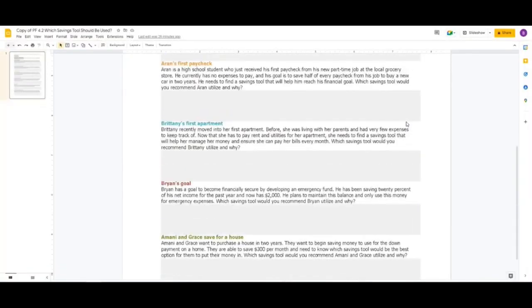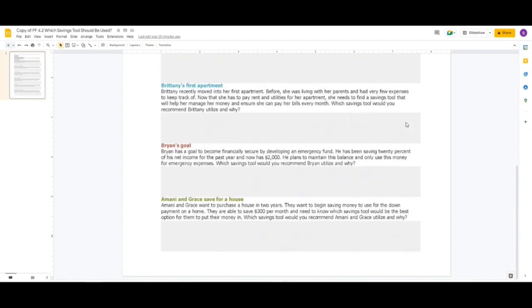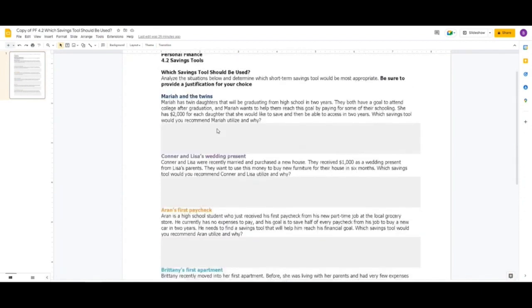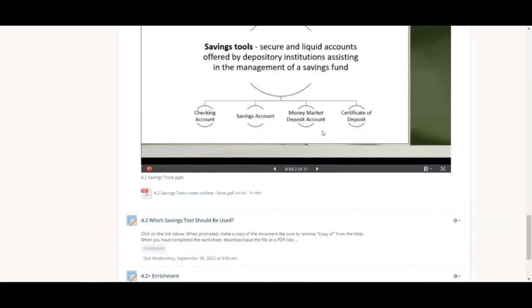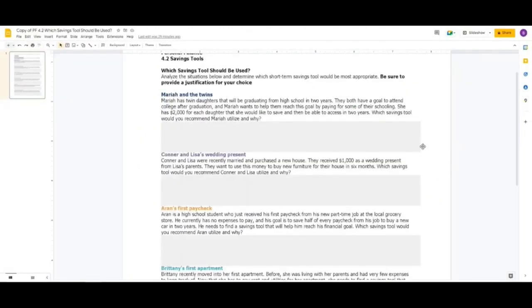There are 6 different scenarios. What you need to do is read through each scenario and describe which type of savings tool, or maybe multiple types of savings tools, we're talking about the accounts, would be best for this individual or for this family or whatever. In some cases, it might just be one type of account, one type of savings tool. In some cases, they might want multiple. So you need to identify what would be the best for them.